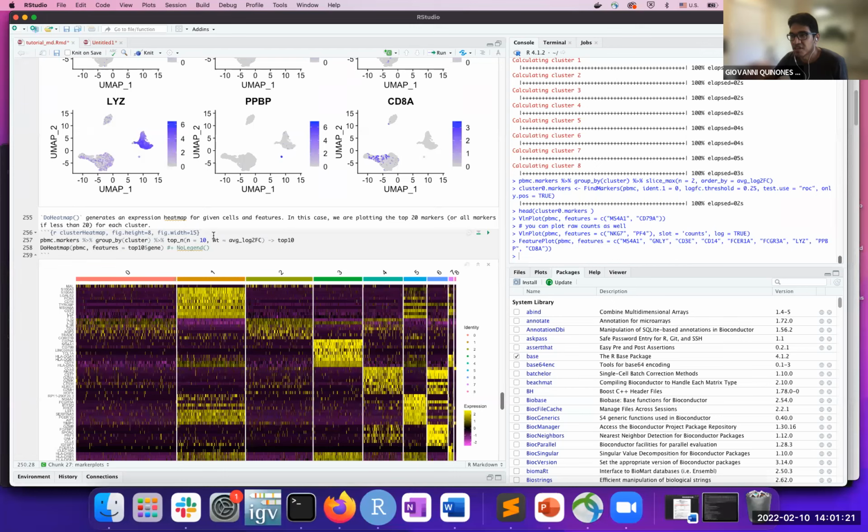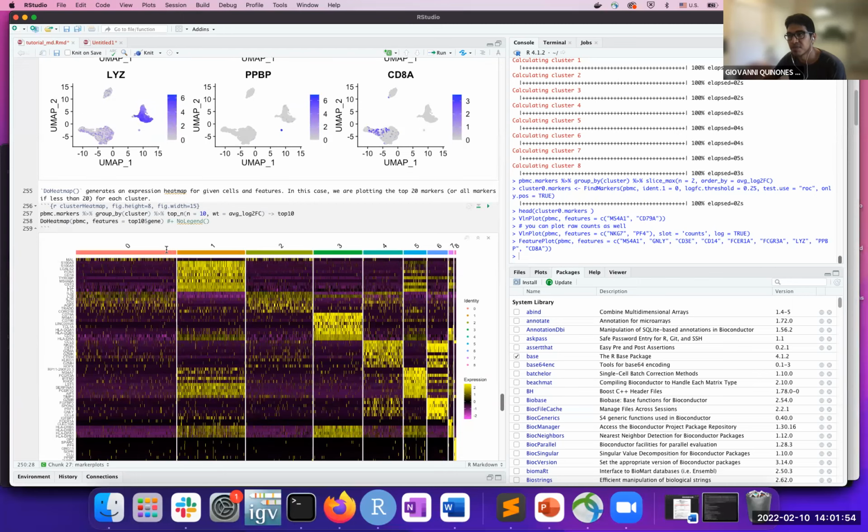What we're doing here is yet another type of visualization of your marker genes. In this first line of code, we're selecting the top 10 genes with the largest log2 fold change for each cluster, and we're getting a list called top 10 genes. After that, we're plotting a heat map where we're able to see the expression of these top 10 genes per cluster.